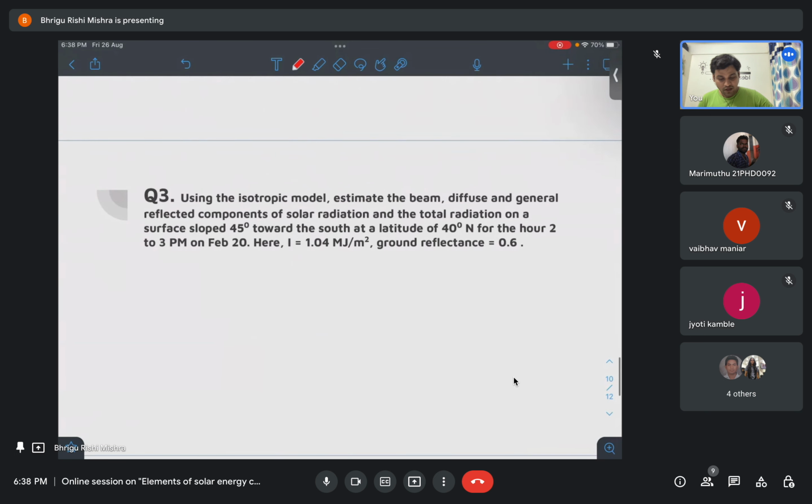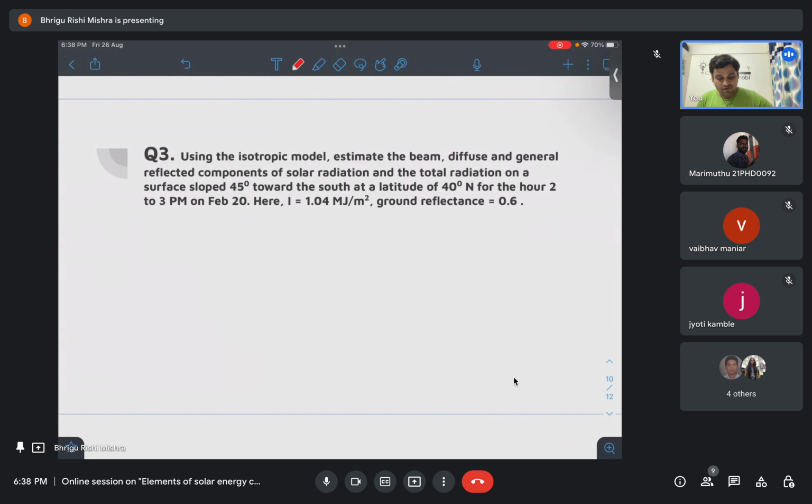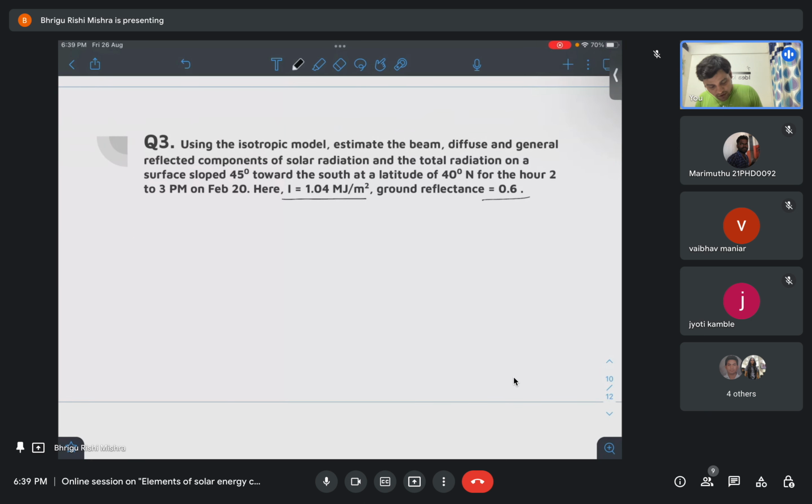Okay, so now I will move to the last question of this session. Here we'll use the isotropic model to estimate the beam, diffuse and ground reflected components of solar radiation and the total radiation on a surface sloped 45 degree toward the south at a latitude of 40 degree north for the hour 2 to 3 p.m. on February 20. Here total radiation on the surface is given as 1.04 megajoule per meter square and ground reflectance 0.6.